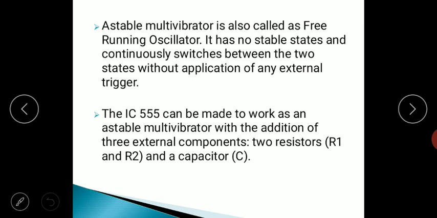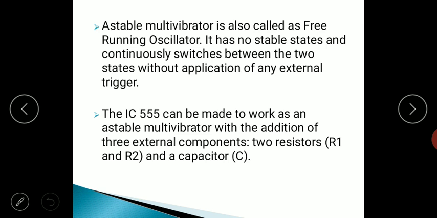So once the supply is given and the resistors R1, R2, and C are connected, the circuit, or the oscillator, or the multivibrator starts generating the square wave. Hence it is called a free running oscillator. That is, no external trigger signal is required in case of an astable multivibrator. Whereas in case of monostable, you have to give the external trigger signal.